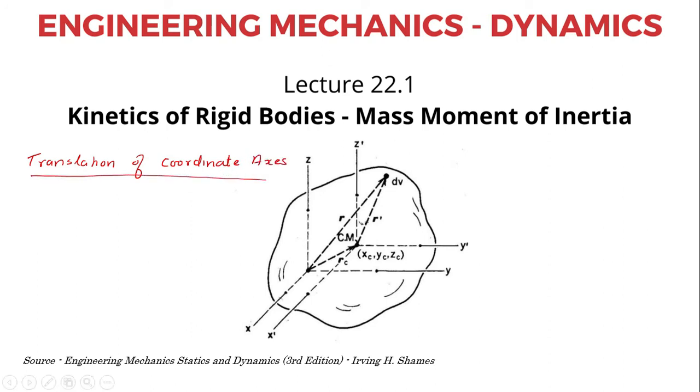Now you see this figure here. Consider I have a reference xyz at any arbitrary point, and another reference x', y' and z' that is only translated, and has the same orientation as that of xyz. It has its origin at the center of mass. The origin of x', y', z' is at the center of mass.